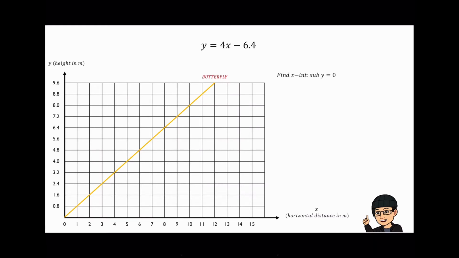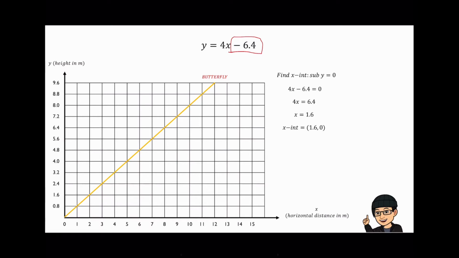To find your x-intercept, sub y is equal to 0, move the 6.4 by adding 6.4 to both sides, and then divide both sides by 4. Therefore your x-intercept is going to be at (1.6, 0). After finding the x-intercept, you can find your y-intercept value, which corresponds to the value of c, which is negative 6.4.